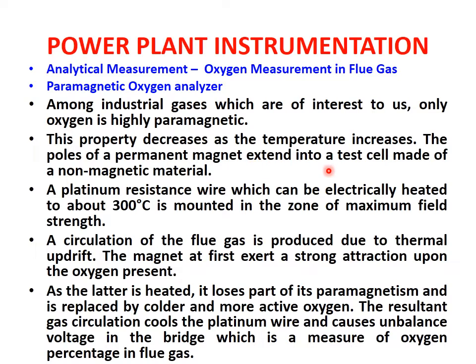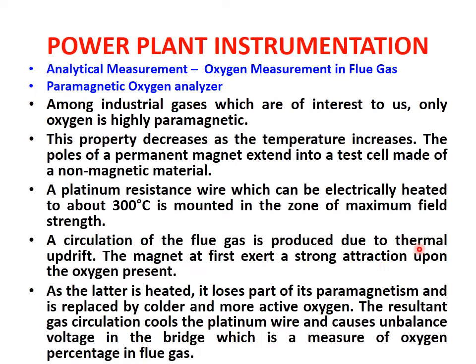The poles of the permanent magnet extend into a test cell made of a non-magnetic material. A platinum resistance wire which can be electrically heated to about 300 degrees Celsius is mounted in the zone of maximum field strength. See that in this sentence, a platinum resistance wire is mounted in the zone of maximum field strength, because at the point where the amount of oxygen is expected to be in more quantity, there this platinum resistance wire is mounted.